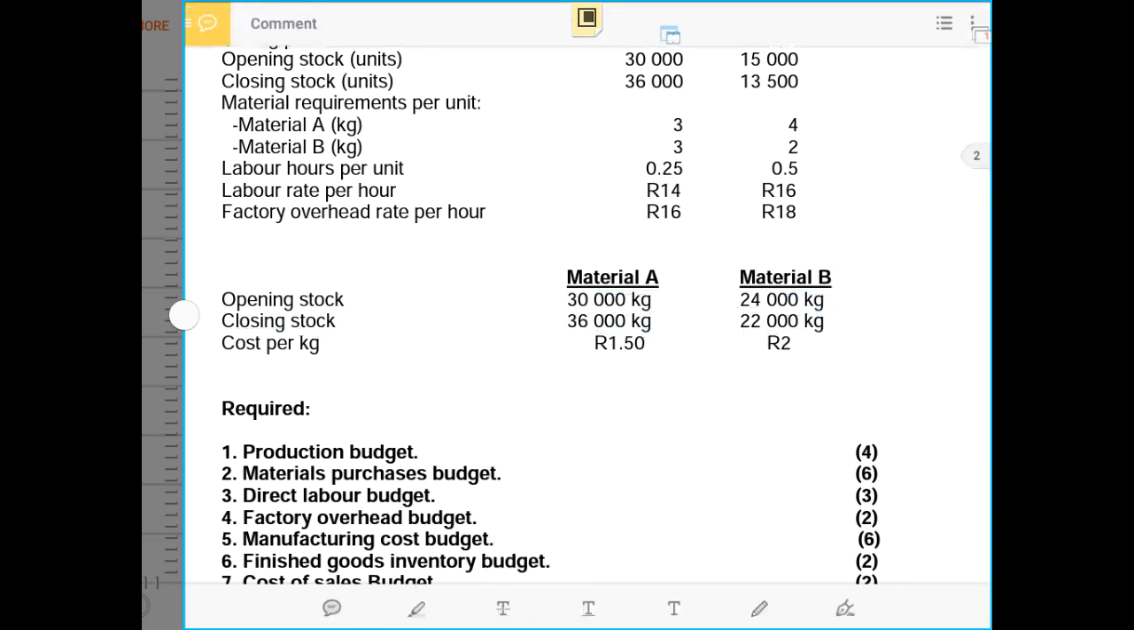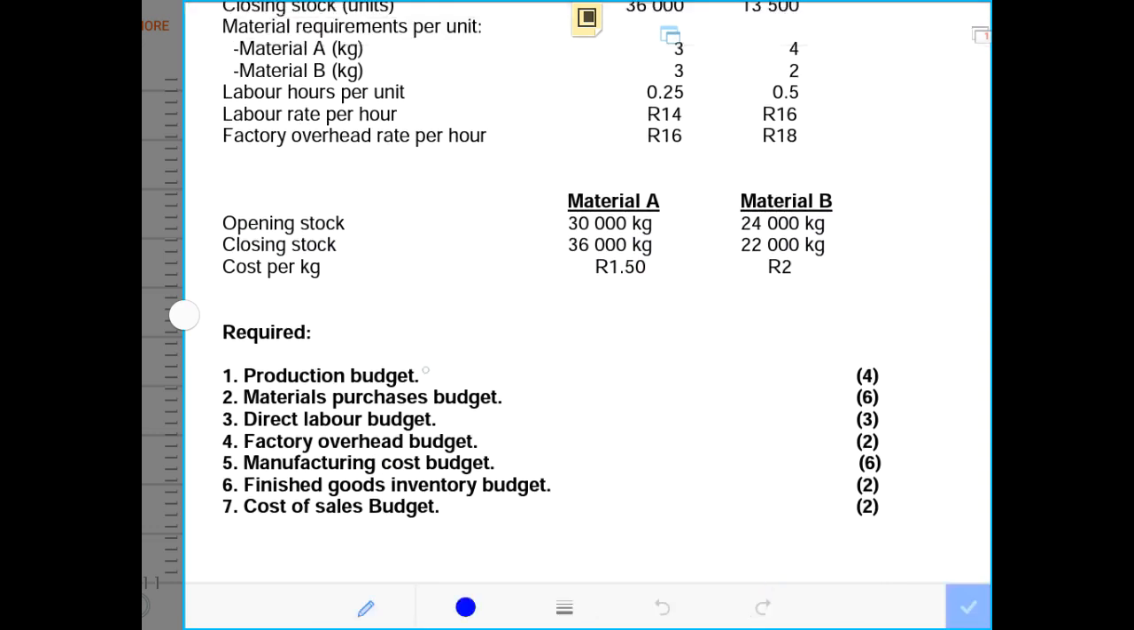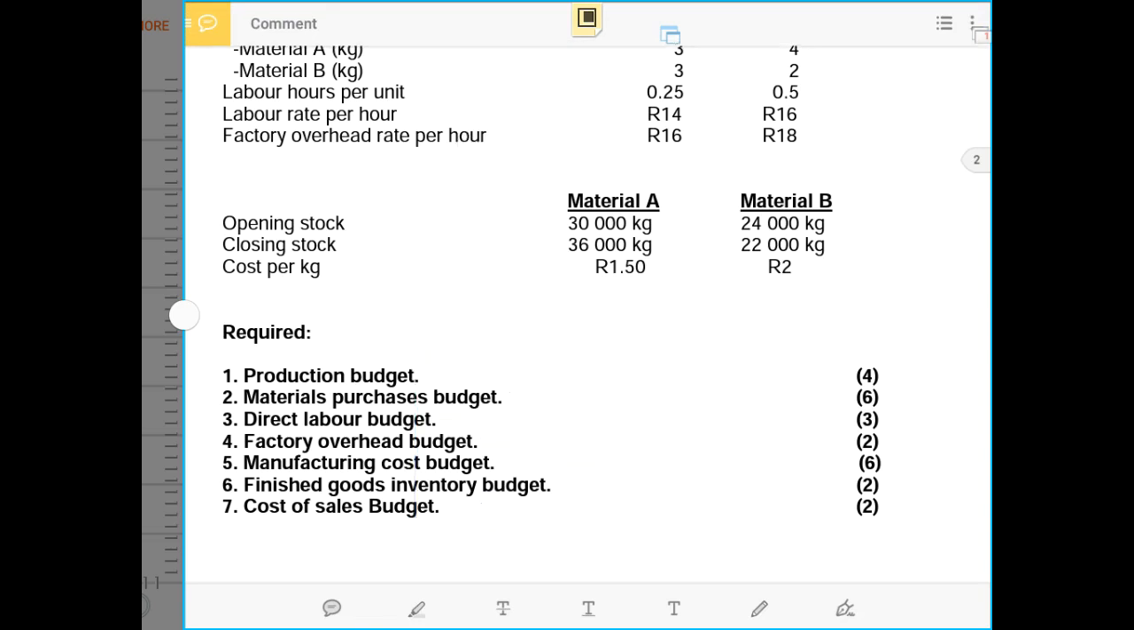So now let us see what we are required to do. We are required to do the production budget, the material purchase budget, the direct labor budget, the factory overheads budget, the manufacturing cost budget, the finished goods inventory budget, then after the cost of sales budget. These are the 7 budgets that we are required to do in this exercise, starting with the production budget.